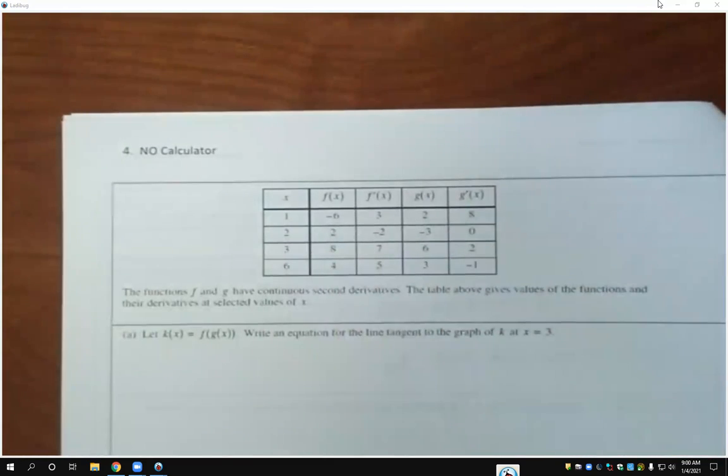So here we have a table. So if you're going to use the terminology of either graph, table, or function, make sure you're using the right one. Okay, so we have a table of values of f of x, f prime of x, g of x, and g prime of x.